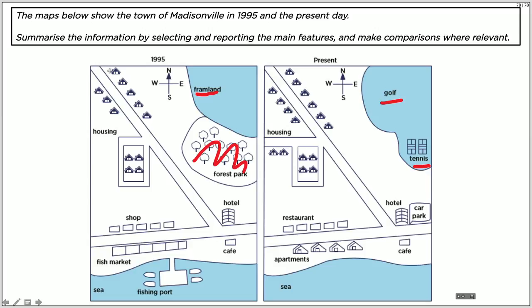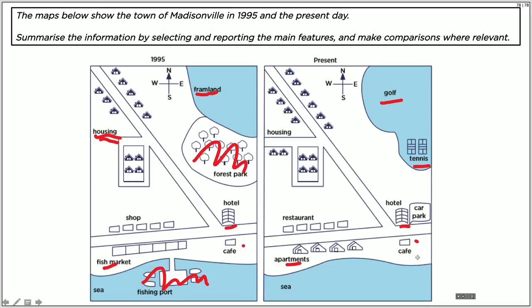Now what's happened with the housing? 1, 2, 3, 4, 5. 1, 2, 3, 4, 5, 6, and there's a little bit of additional housing up in the northwest corner, and there's also additional housing and a road that's been added here. Okay, fine. Now if we go down and look at the hotel in 1995, compare it to now, there's been a car park built. Now there's a shop which is turned into a restaurant, and the fish market has been turned into apartments. The fishing port is completely gone, and the cafes remain the same.